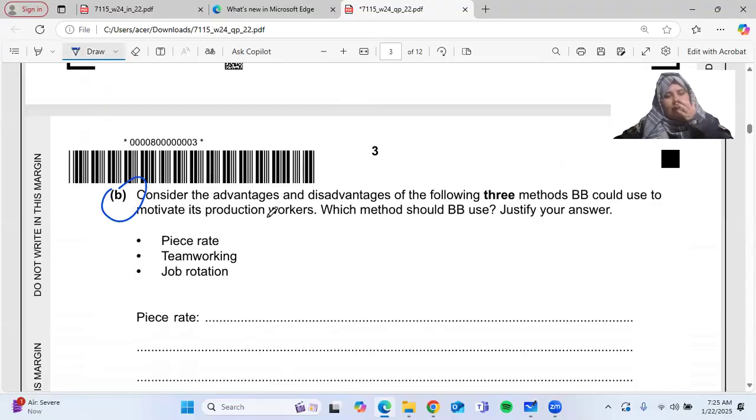Consider the advantages and disadvantages of the following three methods BB could use to motivate its production workers. Which method should BB use? Justify your answer. So we have these three methods: piece rate, team working, and job rotation. So we have to write the advantage and disadvantage for piece rate, for team working, and for job rotation. And at the end, we will be concluding which method will be useful for BB to motivate the workers.